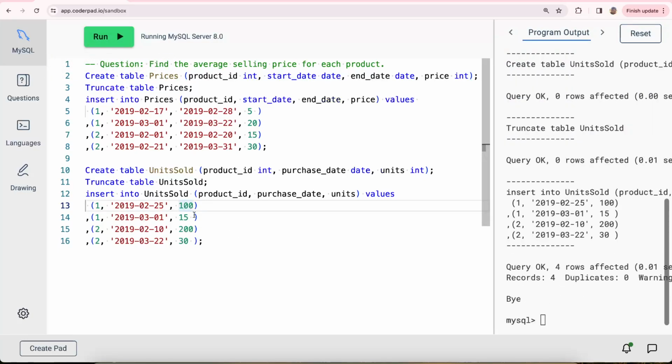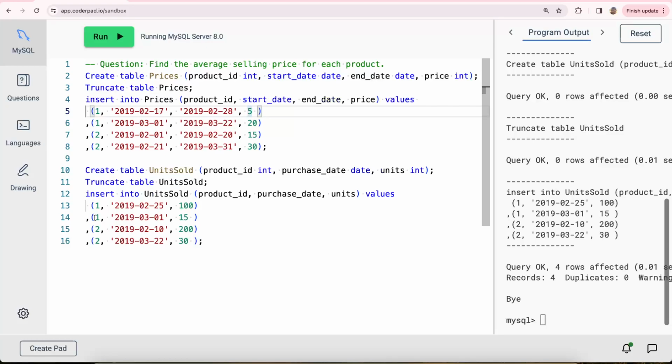Now, if you want to get the total price for a particular product, for product 1 on the 25th, 100 units got sold. To find the price of each unit, we go to the price table. Feb 21st is between the 17th and 28th, so the price is $5. The units sold is 100, so the purchase price is 100 into 5, which means $500 is the sale price.